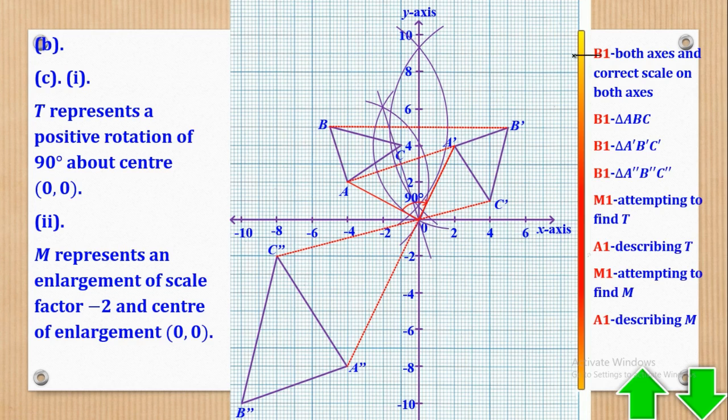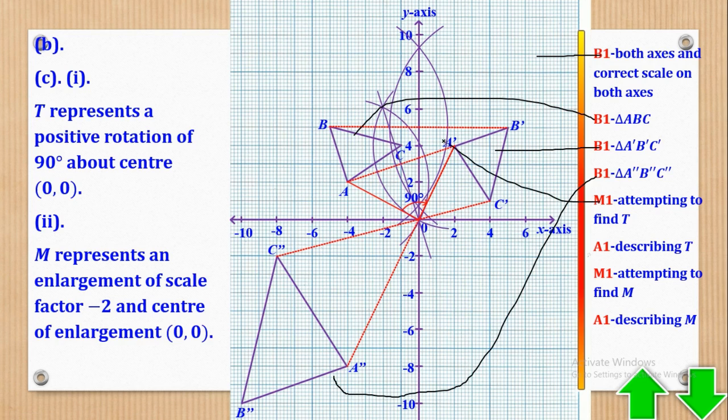So B1 for both axes with correct scale, then B1 for drawing triangle ABC, B1 for drawing this second triangle A prime, B prime, C prime, another B1 for drawing triangle A double prime, B double prime, C double prime. M1 for attempting to find capital T.